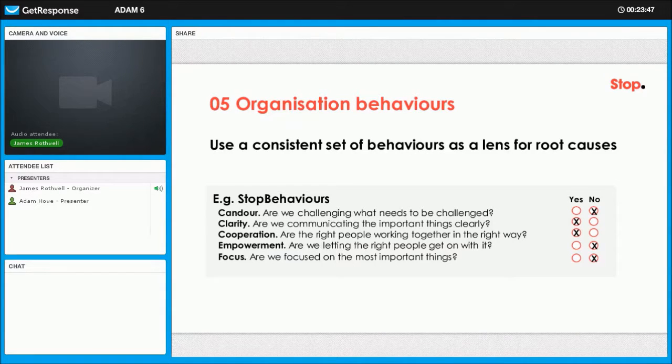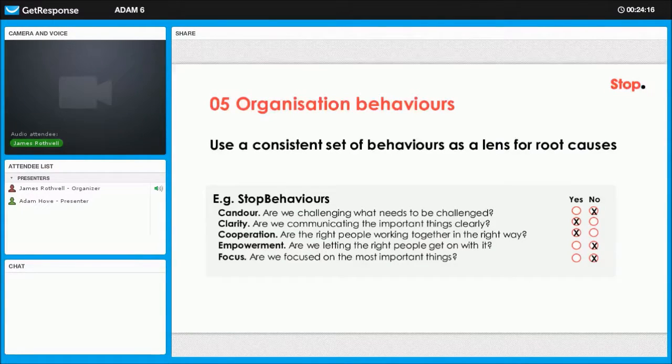So these are 5 behaviors that we use with clients. And again, with the telco, we use these 5, but actually you wouldn't have to use these 5. If you've got your own behaviors, your own values, your own core competencies, then those could be used. And it's quite easy to frame those in a provocative way to really challenge, are they creating complexity in the organization? So clarity, are we communicating the important things clearly?